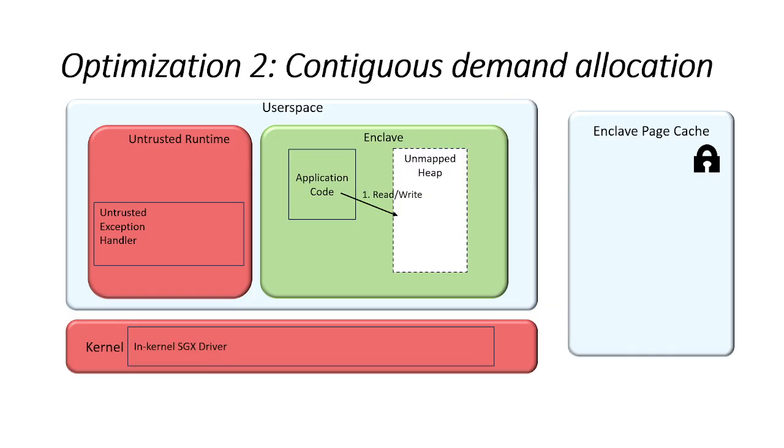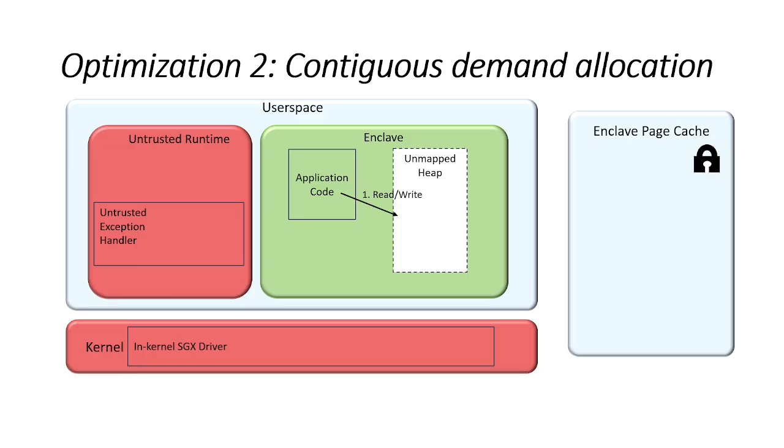One of the key flaws of demand allocation was mapping a single page at a time whenever an access to memory led to a fault. In our optimization to demand allocation, we allocate multiple pages at the same time in a technique called contiguous demand allocation, or pre-faulting. The complexity of how SGX operates makes this task non-trivial due to the interactions required between the kernel and the untrusted runtime, and the interactions between the untrusted runtime and the enclave through the SGX API.